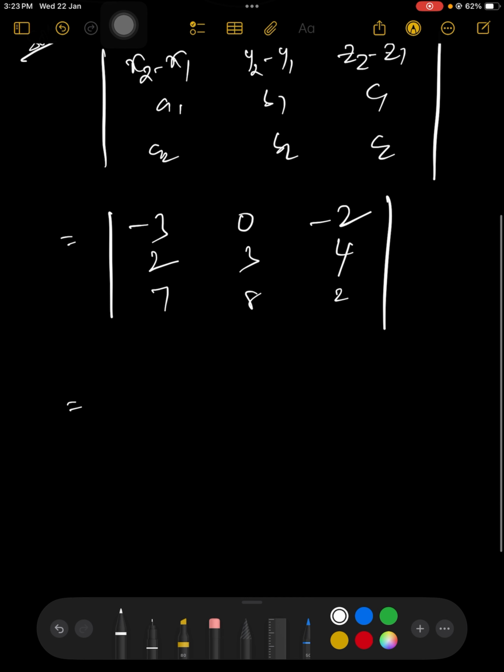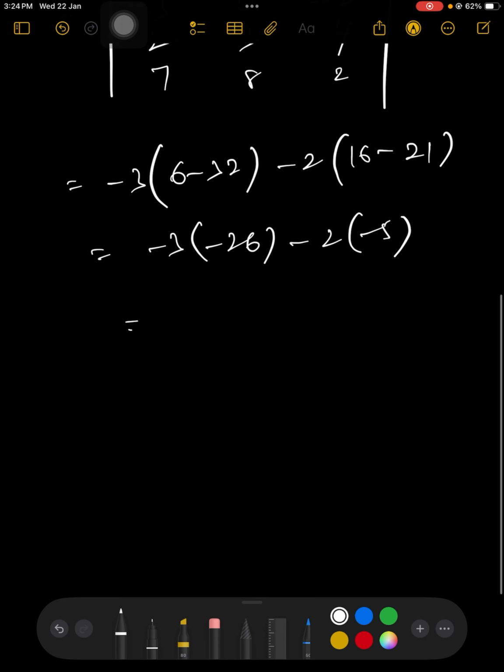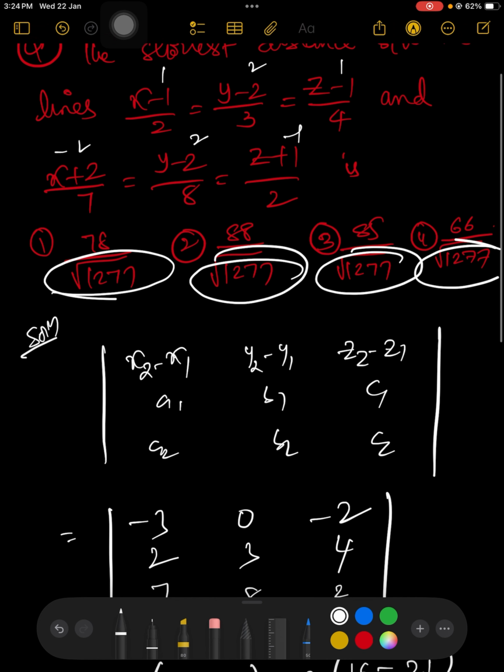Right. Now, anyway, the middle term is 0. So it is minus 3 times of 6 minus 32, again minus 2 times of 16 minus 21. So it is minus 3 times of minus 26 minus 2 times of minus 5. So clearly it is what? 78 plus 10, so it is 88. The numerator value is 88. So option 2 is correct.